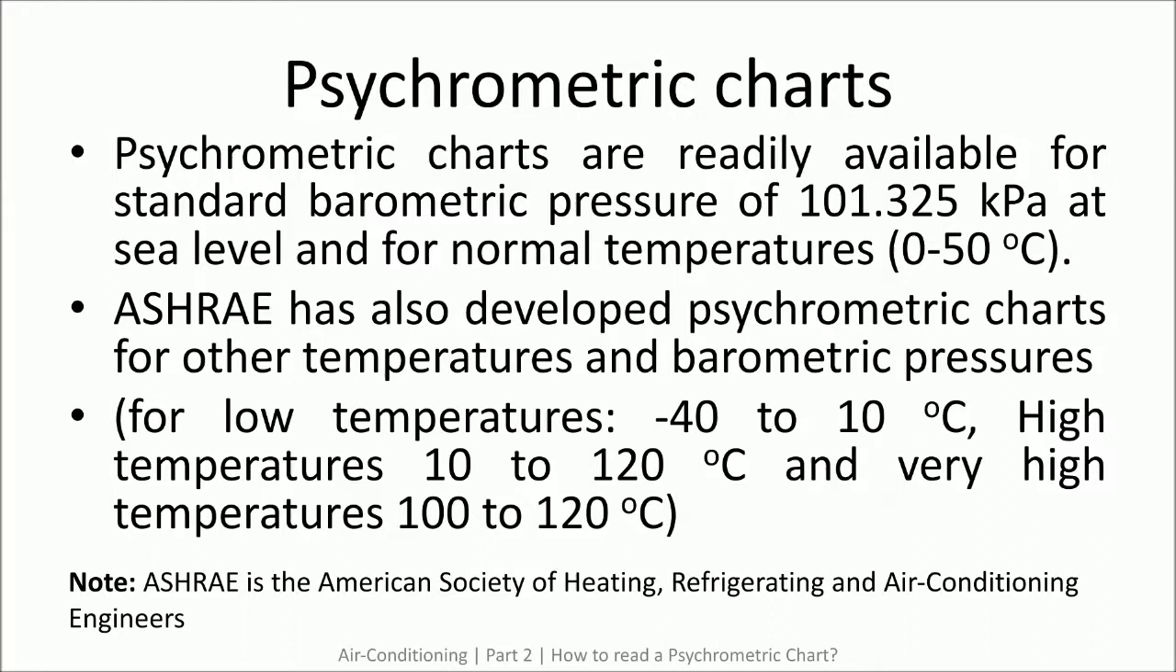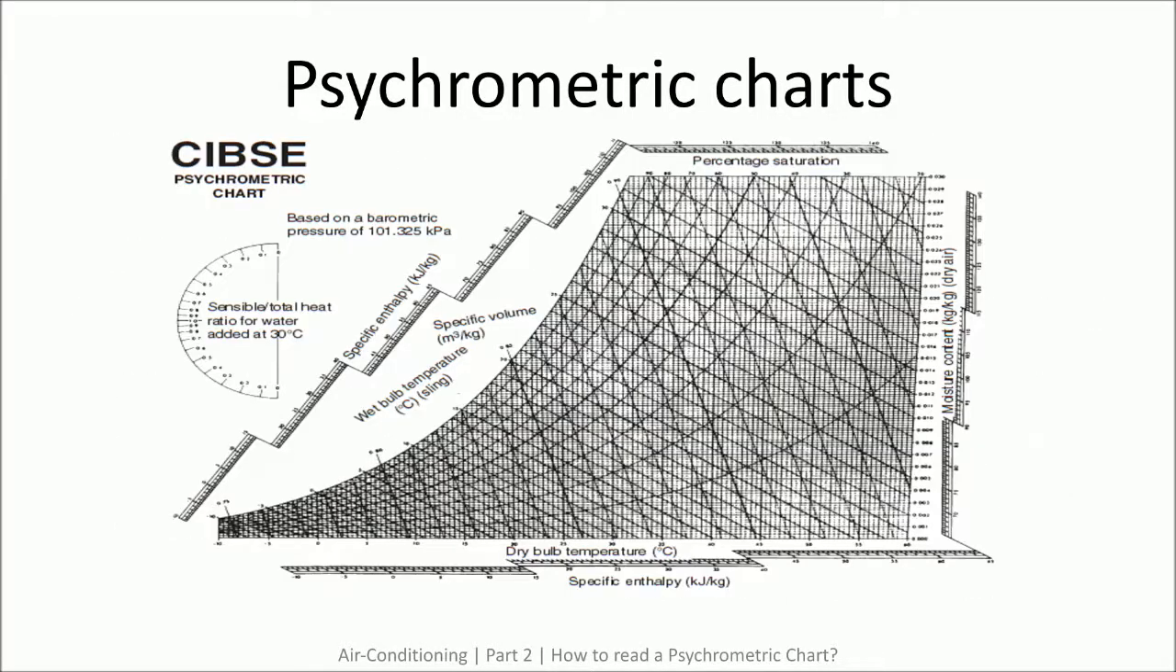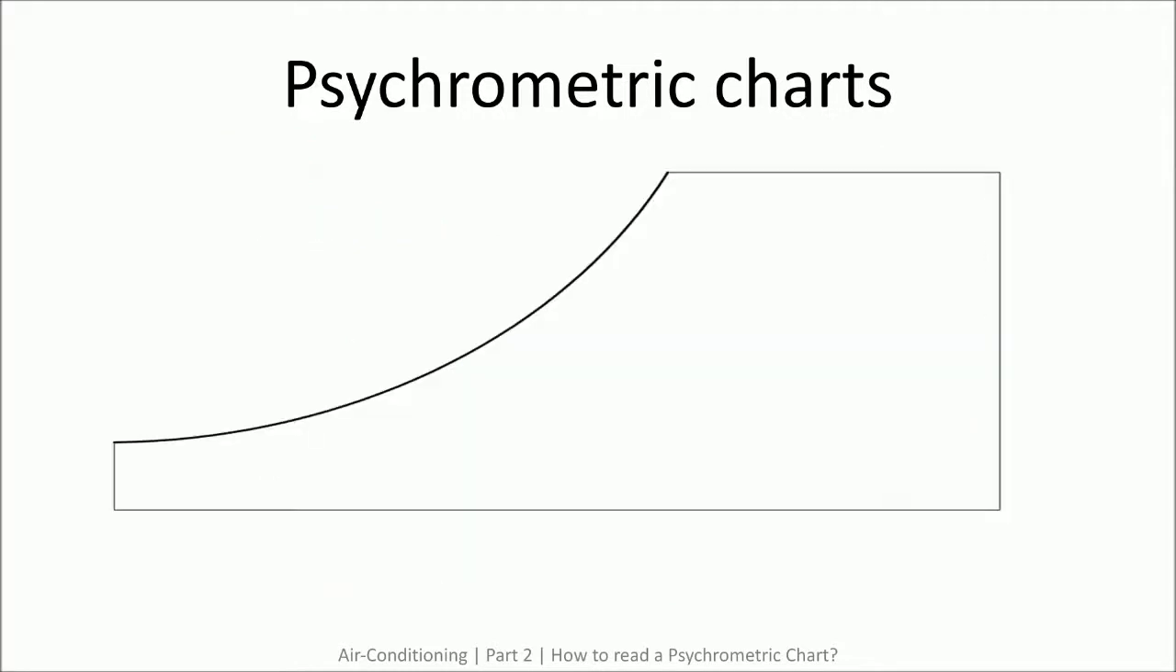The most commonly used psychrometric charts are those developed for atmospheric pressure at sea level and for a temperature range from 0 to 50 degrees Celsius. However, ASHRAE has also developed psychrometric charts for other conditions required for different applications of AC systems. Let us now break down the psychrometric chart shown on the screen into its components. Here we can see the skeleton of the psychrometric chart.